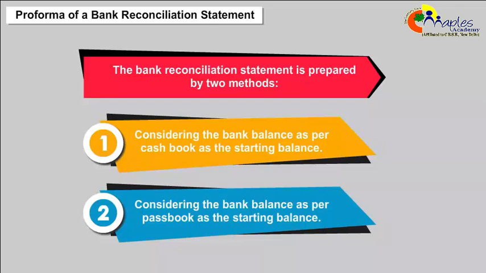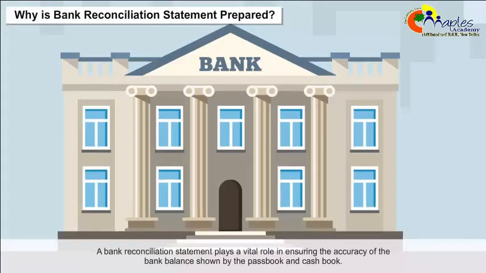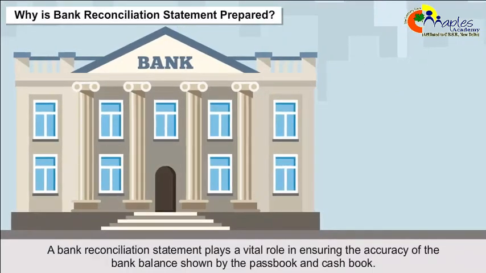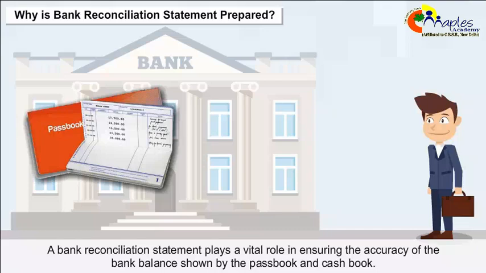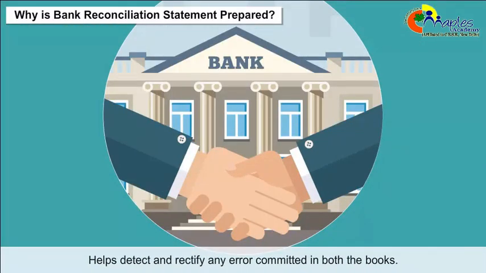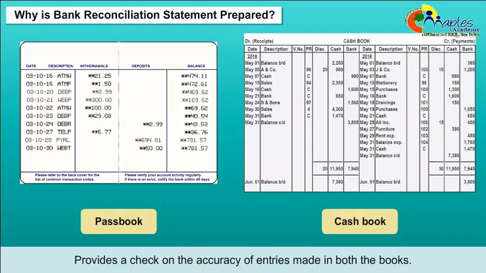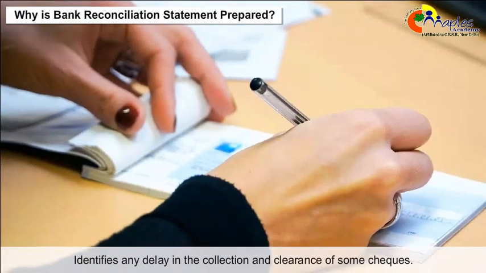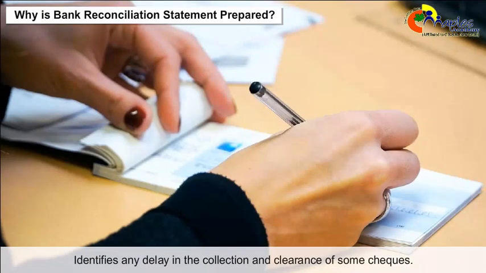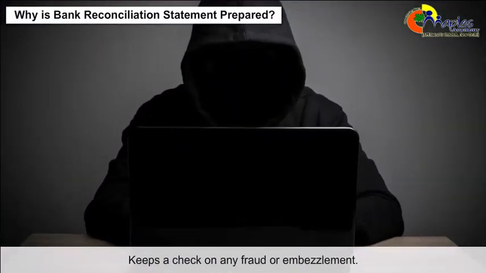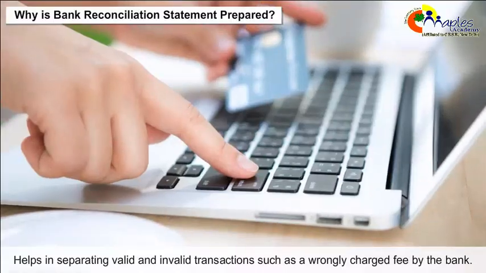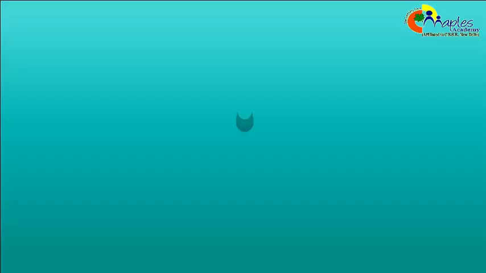Why is bank reconciliation statement prepared? A bank reconciliation statement plays a vital role in ensuring the accuracy of the bank balance shown by the passbook and cash book, helps detect and rectify any error committed in both the books, provides a check on the accuracy of entries made in both the books, identifies any delay in the collection and clearance of some checks, keeps a check on any fraud or embezzlement, helps in separating valid and invalid transactions such as wrongly charged fee by the bank.